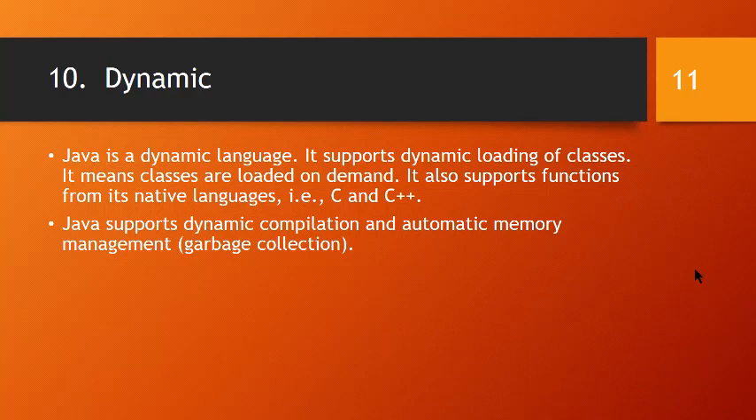There are sometimes when you need very fast processing, for example in real-time applications or some operating system scenarios where you need your processes executed very quickly. Therefore, we use some functions of C and C++. So in Java we can import those functions and make use of them. Java supports dynamic compilation and automatic memory management, which means that we do not have to delete and clear the unused objects. Rather, Java gives us the facility to automatically do that garbage collection.